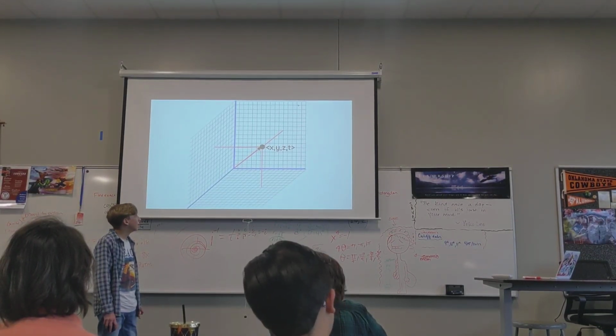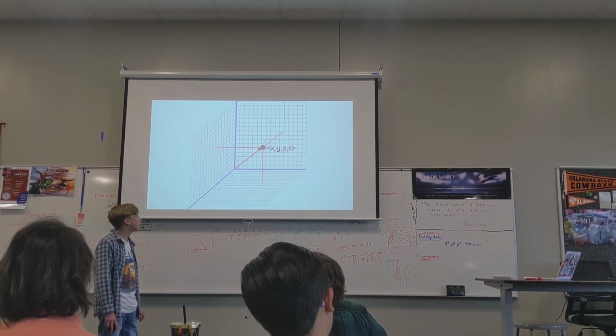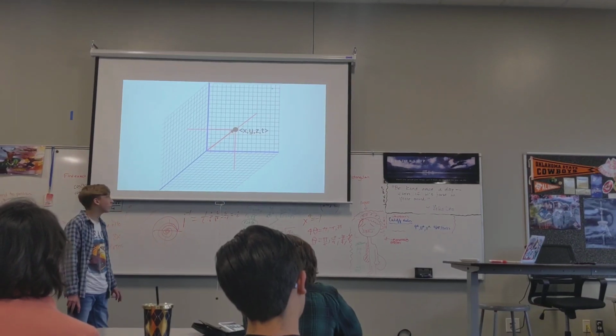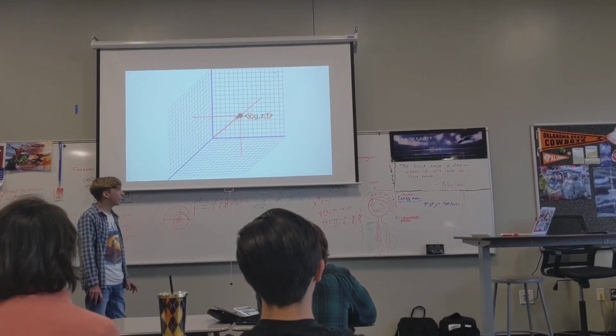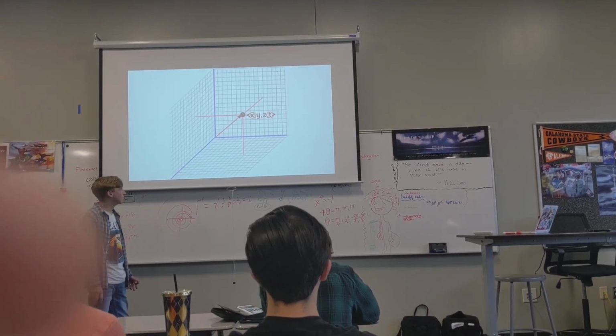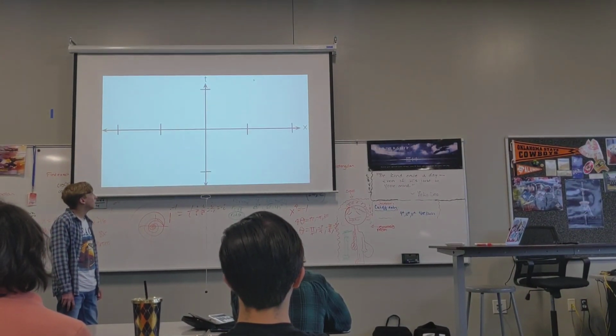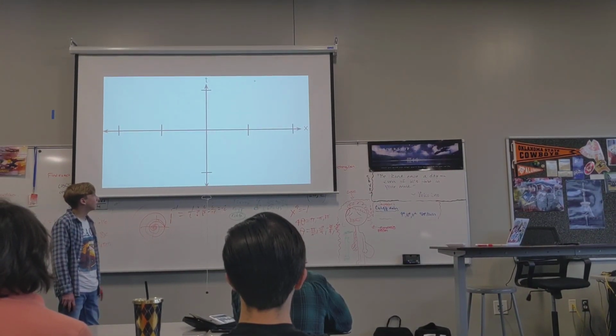And in order to make this less complicated, I'm just going to temporarily ignore the y and z dimensions and keep the x and t, the value of time. And so doing that would give us this graph here.